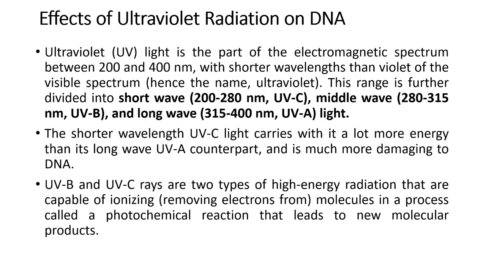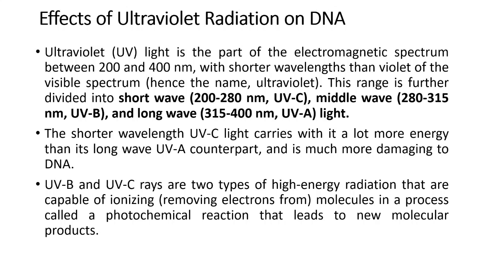UV light is the part of the electromagnetic spectrum between 200 and 400 nanometer, with shorter wavelengths than violet of the visible spectrum. This range is further divided into short wave 200 to 280 nanometer, that is the UVC region, middle wave 280 to 350 nanometer, the UVB region, and long wave 315 to 400 nanometer, the UVA region.